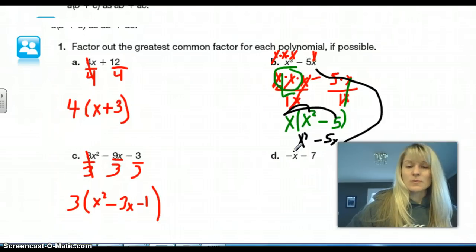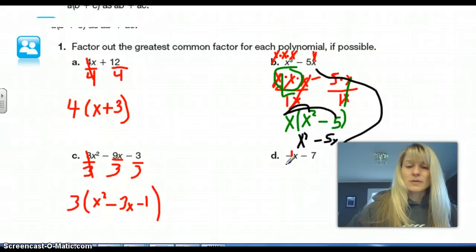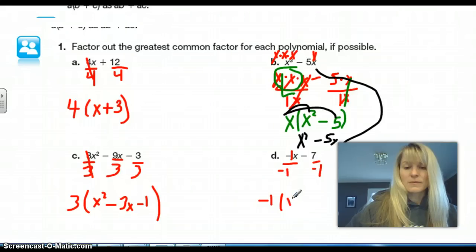This one, remember there's a 1 there, and so the smallest coefficient or number is going to be negative 1. So in this case, we're going to just divide each one by negative 1. So we bring our negative 1 out front, and a negative divided by negative gives you a positive. And this is a negative 7 divided by negative 1, so that would give you a positive 7.